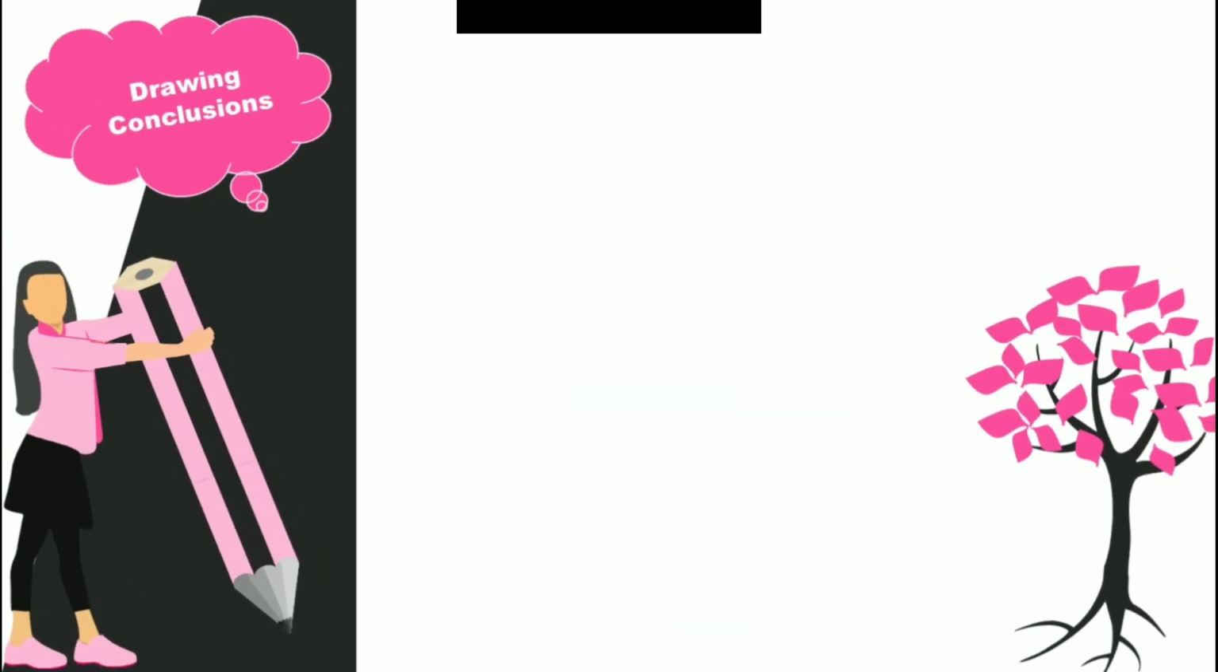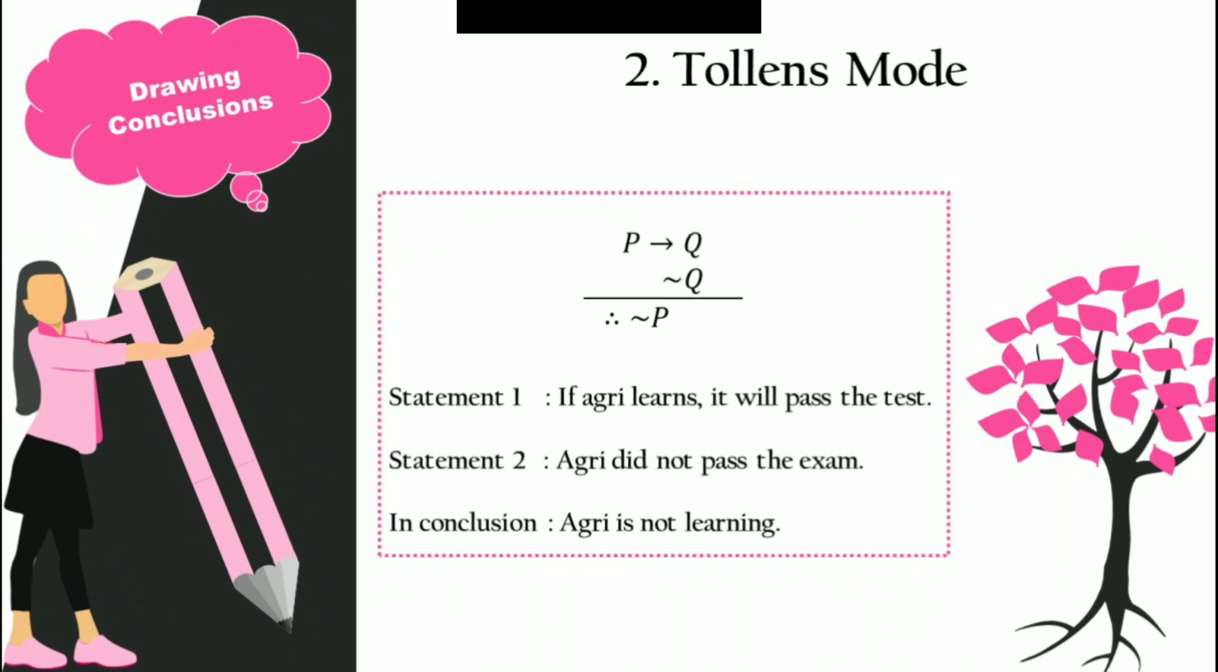Then the second one is modus tollens. If P then Q, negation Q, then the conclusion is negation P. Example: statement 1, if Agri learns, she will pass the test. Second statement, Agri did not pass the exam. Then the conclusion is Agri did not learn.